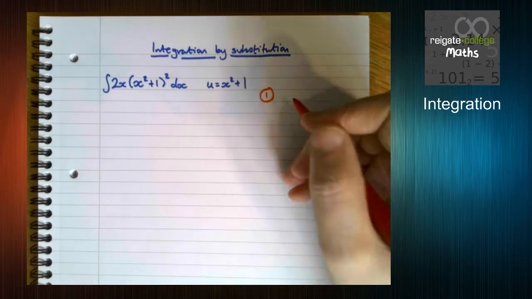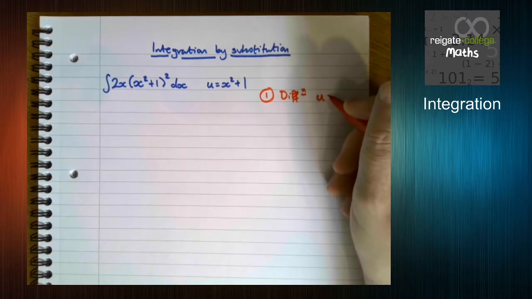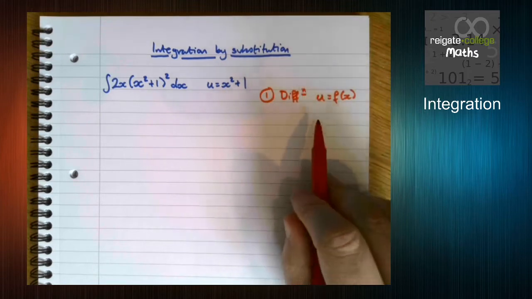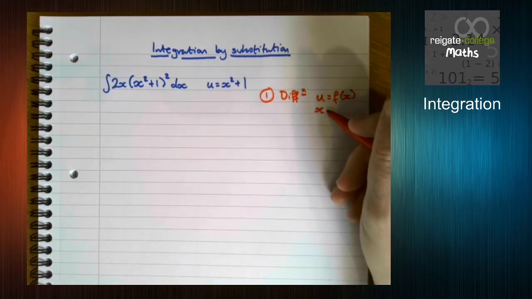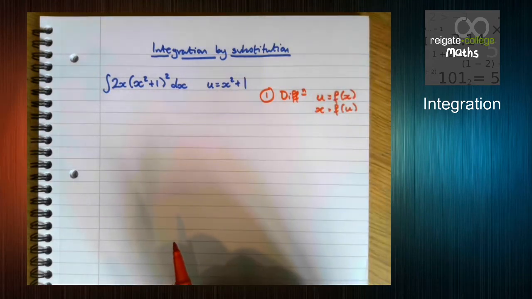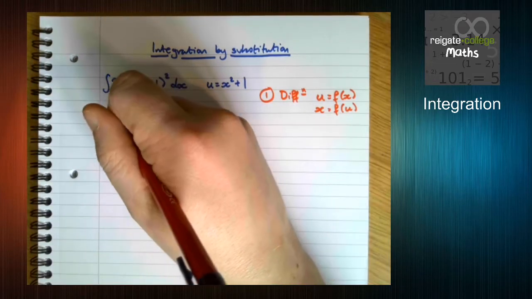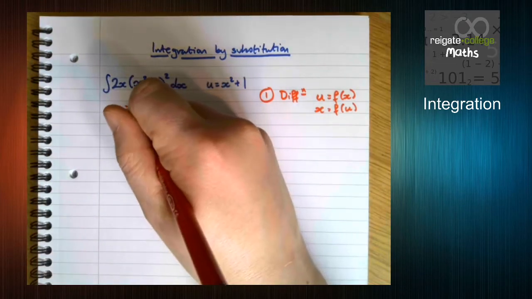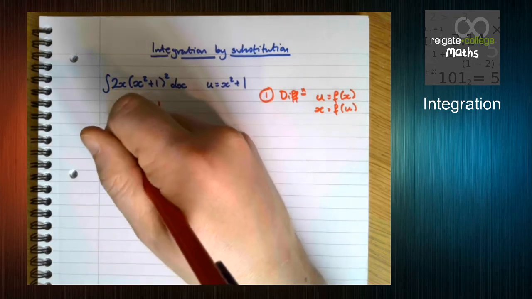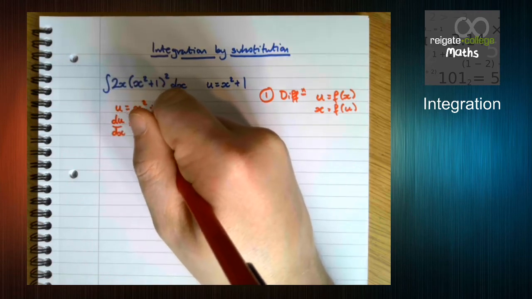Differentiate the u function. Now it might not be in this form. It might be in the form x equals f of u. But regardless, you differentiate it. So we've got u equals x squared plus 1. So if we differentiate it, we get 2x.